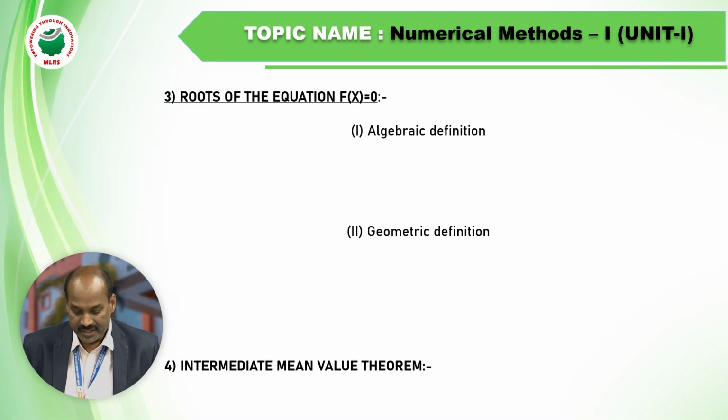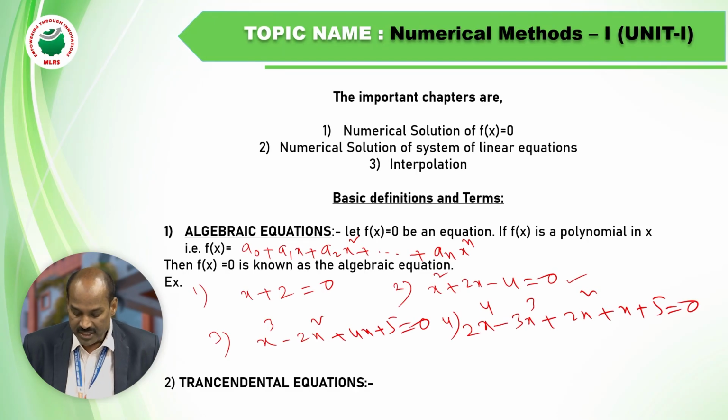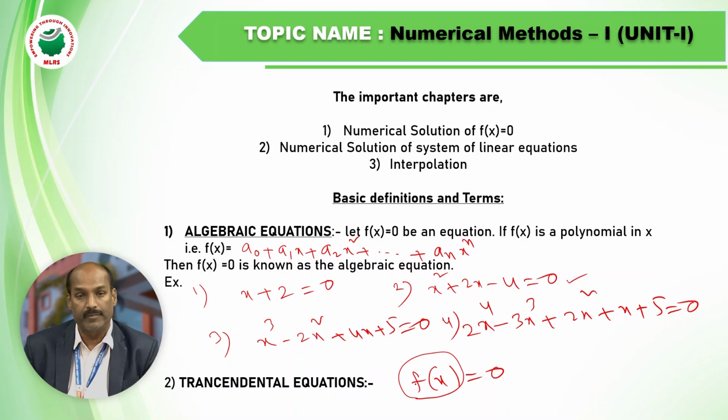Now next one, transcendental equations. What are the transcendental equations? Transcendental equations means, suppose the given equation is f of x is equal to 0. In this equation, if f of x is not a polynomial and it has some special functions, like exponential function, trigonometric functions, logarithmic functions, etc. If that f of x has those special functions and f of x is not a polynomial, then that equation is known as the transcendental equation.